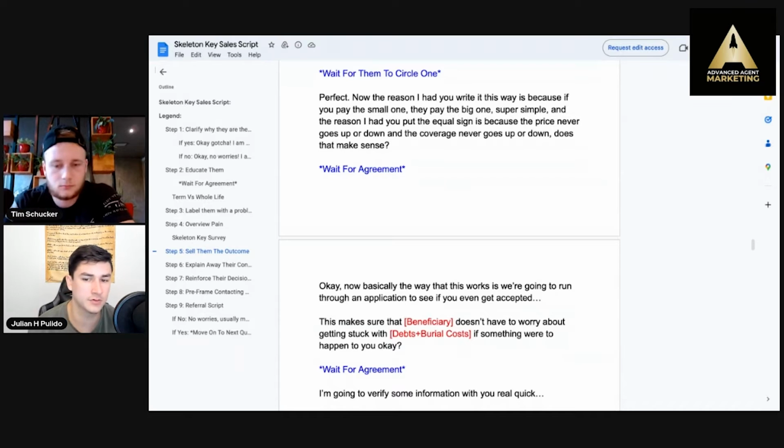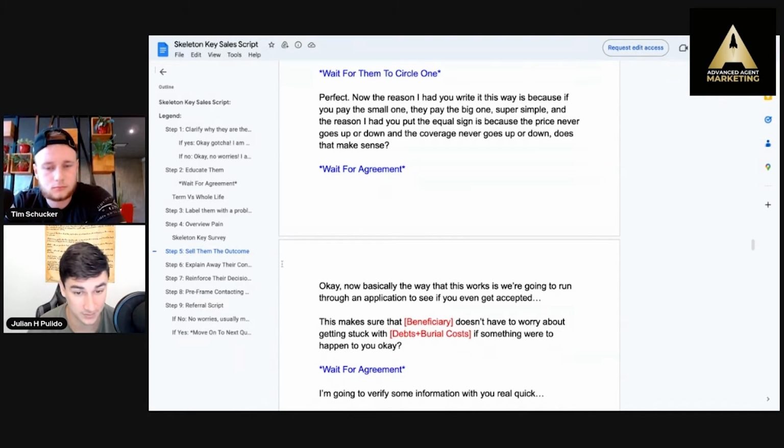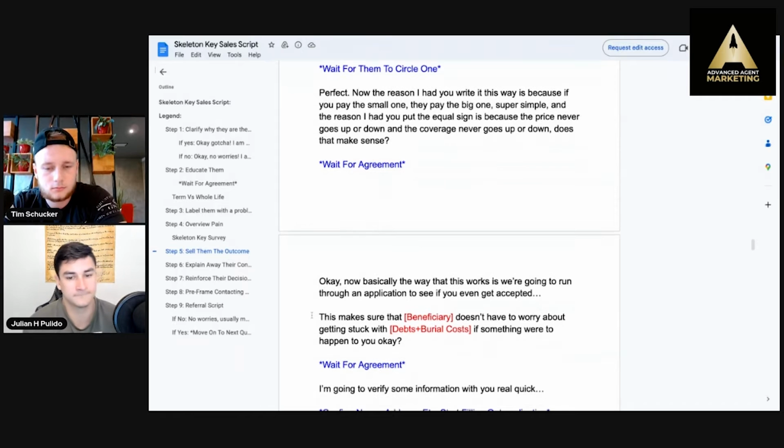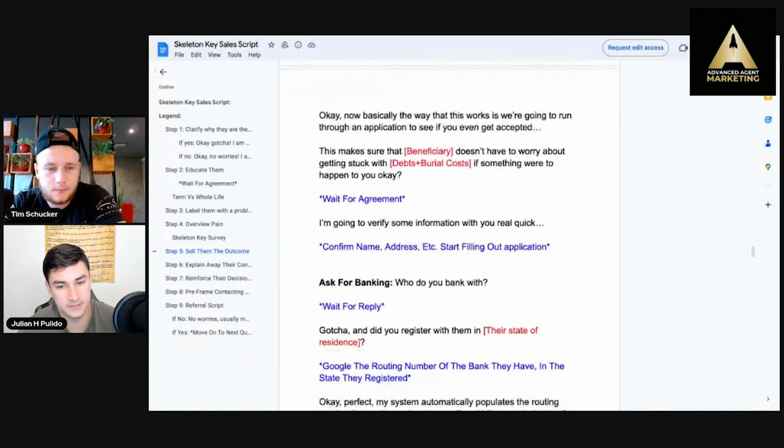Okay. Now, basically the way that this works is we're going to run through an application just to see if you even get accepted. And this makes sure that your daughter doesn't have to worry about getting stuck with the pyrotechnics or the casket, any of it, right? So this is if something were to happen to you, okay? Okay. Yeah.